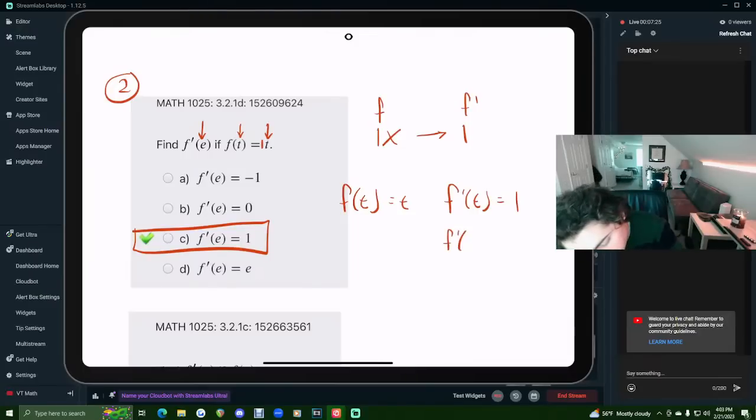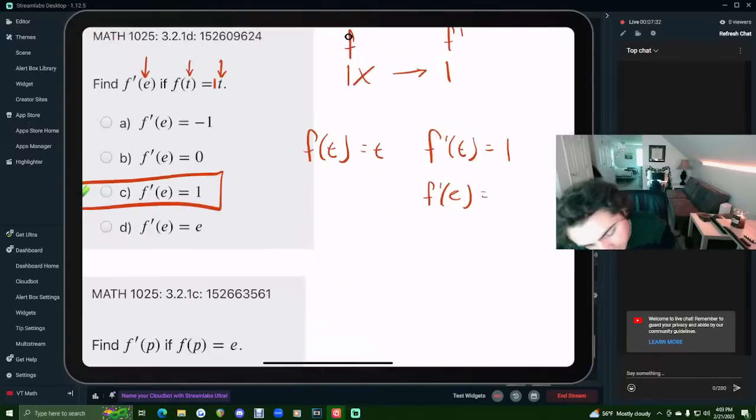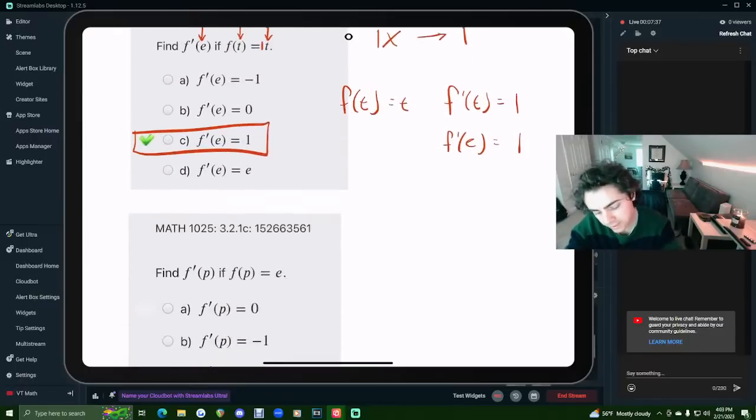So then if you were to plug in any x value, for example, e, well, there's nowhere to plug in an x value or a t value, I guess. And so the derivative is always 1 no matter what the t value is.